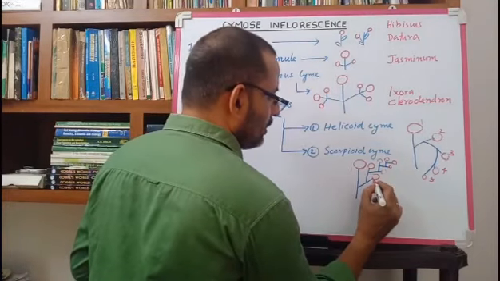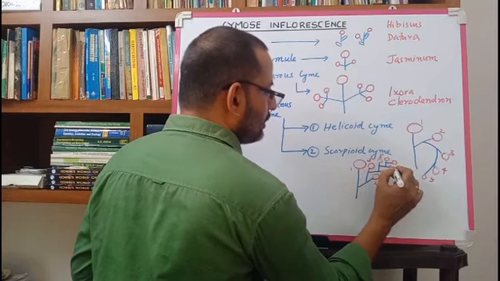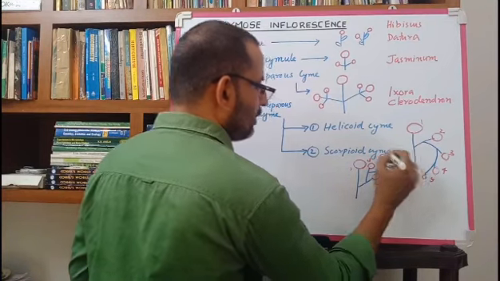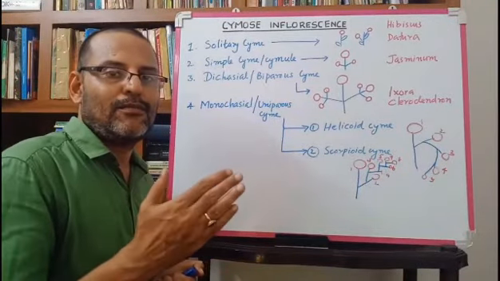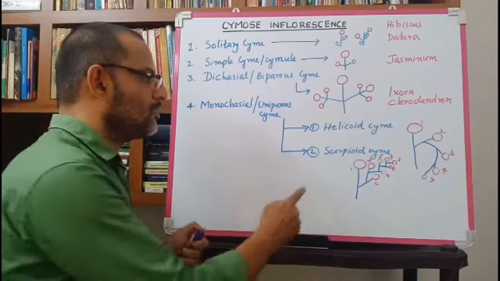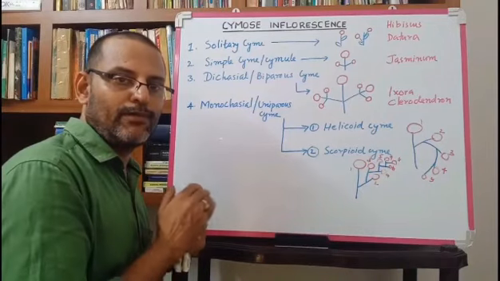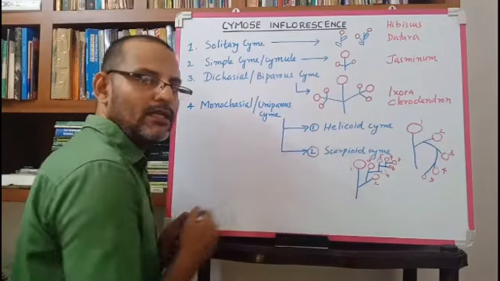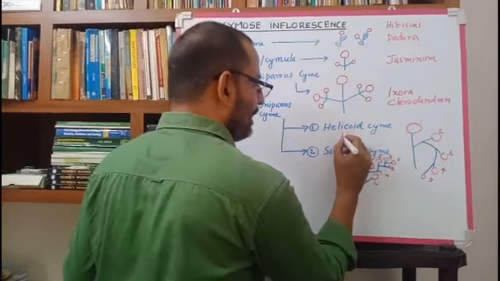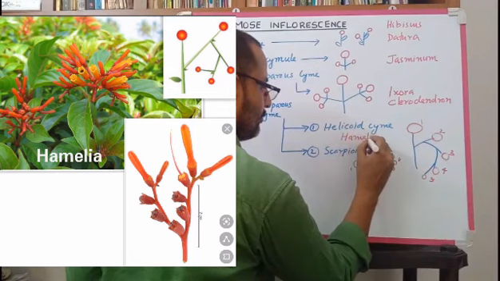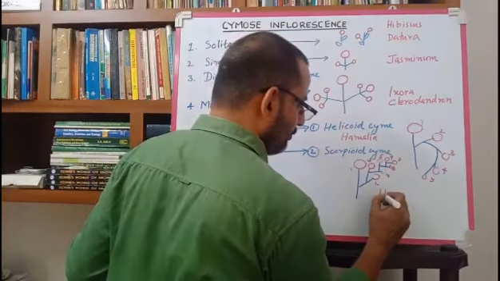So this is the first one, this is the second one, third one, fourth one, fifth one, sixth one, seventh one, eighth one, like that it is. So this is a zigzag movement or zigzag pattern of development of flowers. That is why it is known as scorpioid cyme. So these are the two different types of monochasial cyme or uniparous cyme: helicoid cyme as well as scorpioid cyme. An example for helicoid cyme is Hamelia, and an example for scorpioid cyme is Heliotropium.